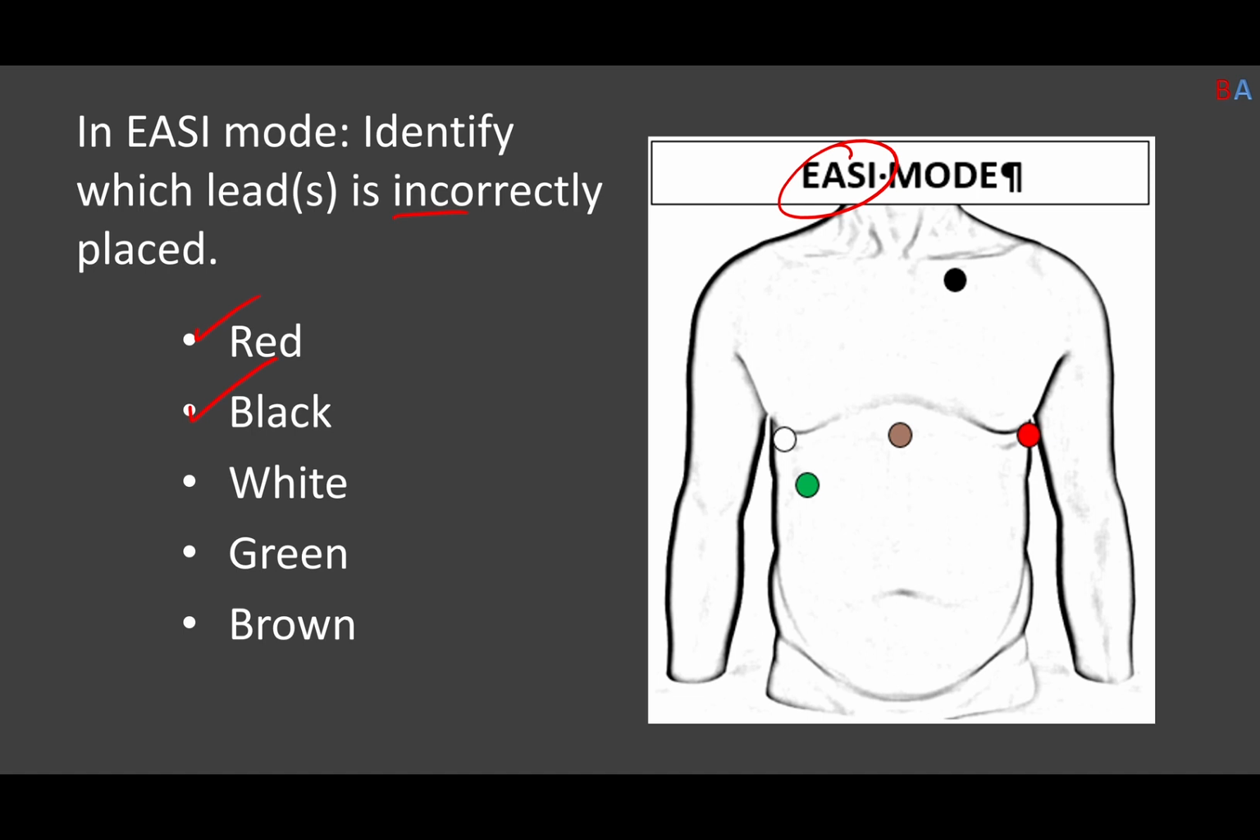The white one is actually exactly where it needs to be, but that green one is way too close. That green needs to be down by the belly button, or the umbilicus if you prefer to use that term instead. Your brown one is absolutely correct, and that's where it needs to be. So for this diagram, the black and the green leads are the two that need to be moved around.